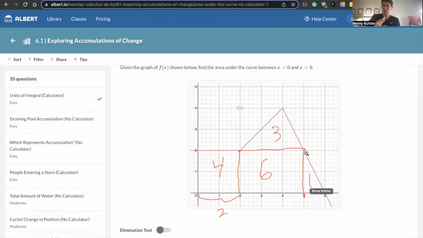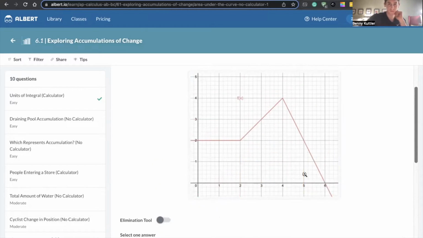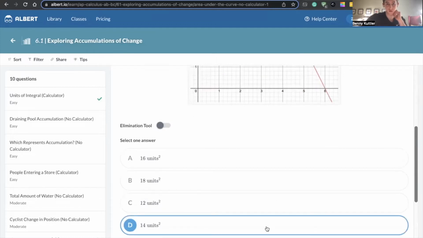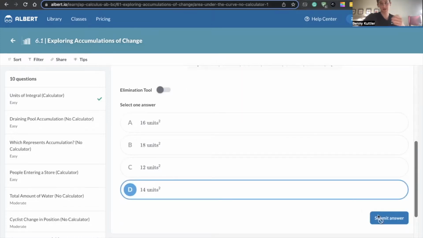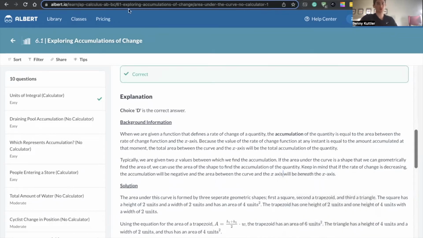So we have the area of all of these smaller shapes. And now if we add them together, we get the total area under the curve. So we have 4 plus 6 is 10, plus 3 is 13, plus 1 is 14. So the area under the curve should be 14 units squared. That's units squared just because it's area. Okay, so that's how you find the area under the curve.